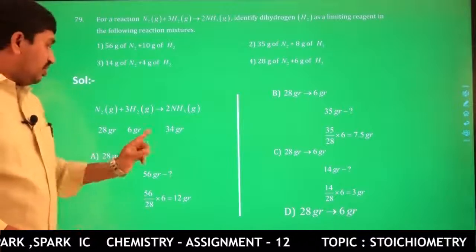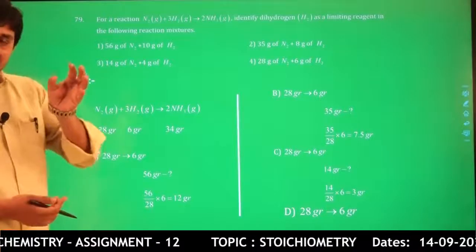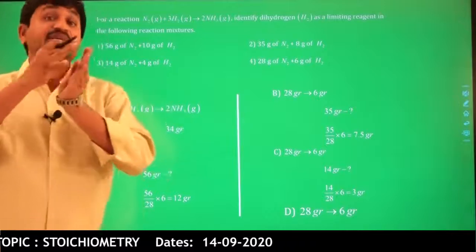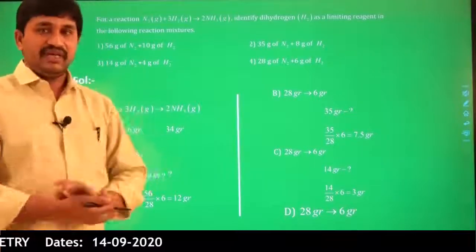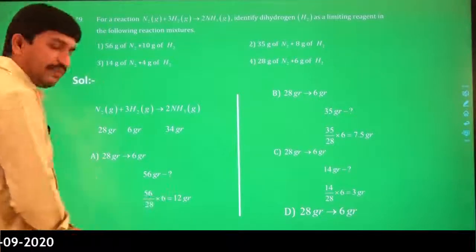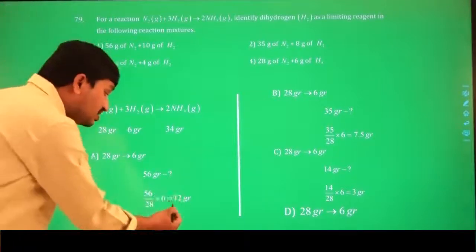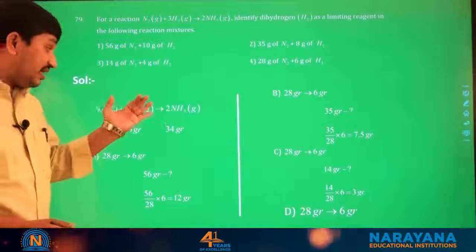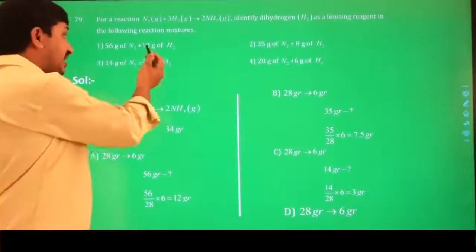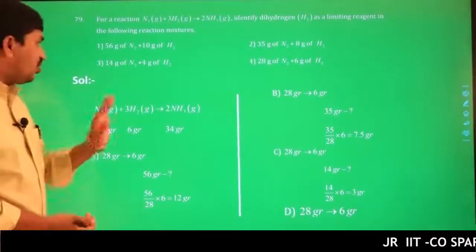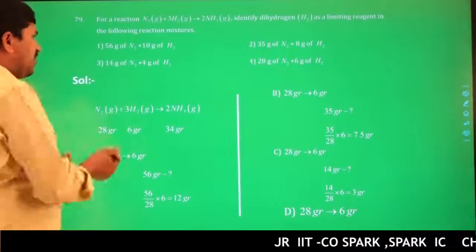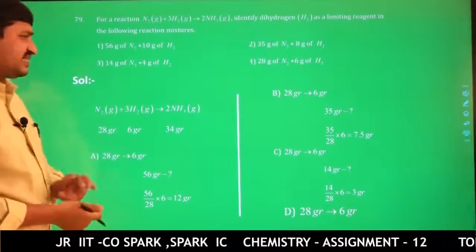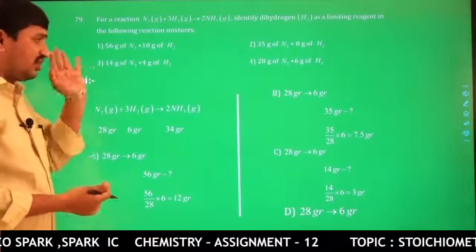Got it? So limiting reagent means a smaller amount of hydrogen is consumed compared to the required value, that is taken as the limiting reagent. According to the mathematical calculation, 12 grams of hydrogen is required, but here 10 grams only participated, less than the required number of moles, which indicates hydrogen is taken as the limiting reagent. Go for the remaining options also. Now you take option B, 14 grams of N2 combined with 4 grams of H2. In this case is hydrogen the limiting reagent or not, once you check it.